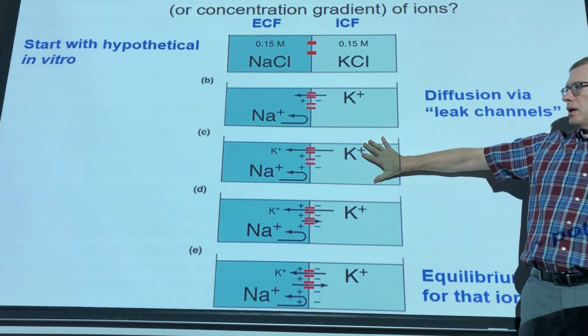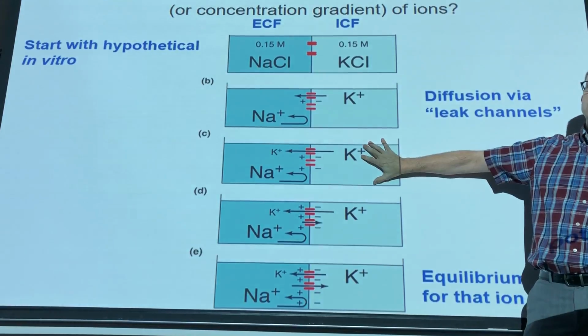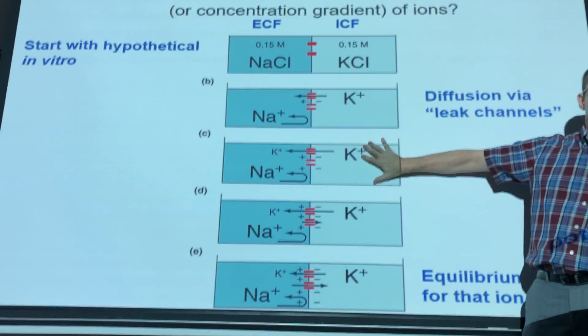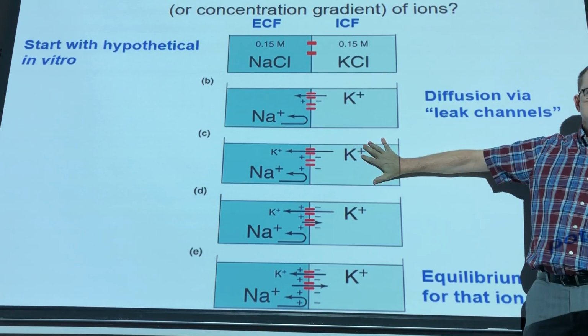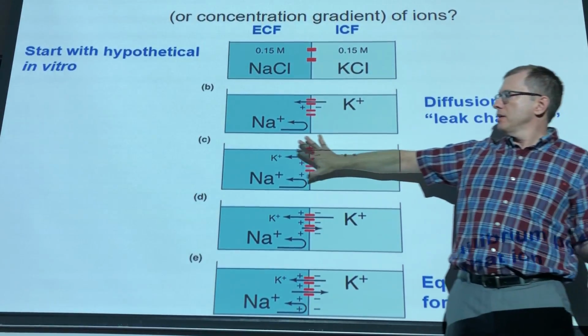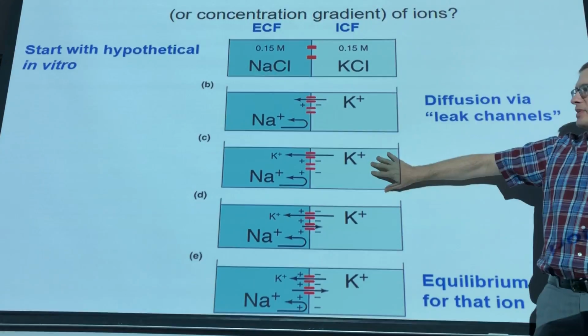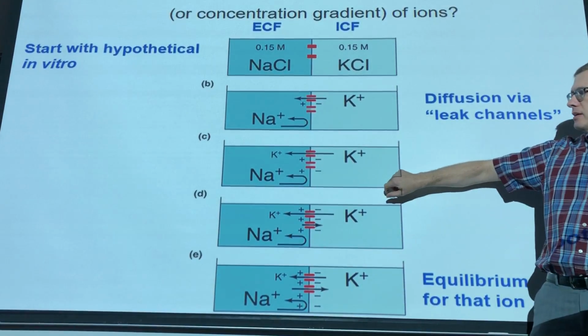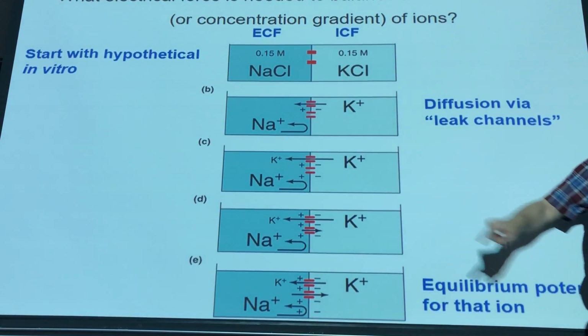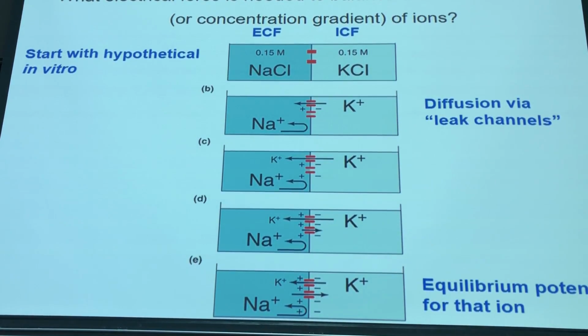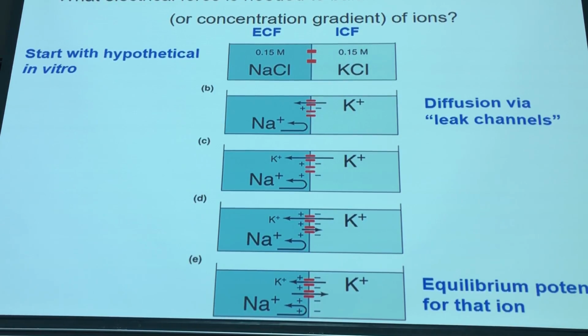What new situation is developing? What characteristic of this, besides a change in the concentration of potassium, is developing? It's becoming negative, like negatively charged. Exactly. The charges are changing, okay?